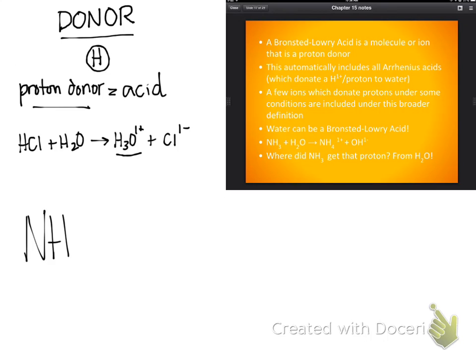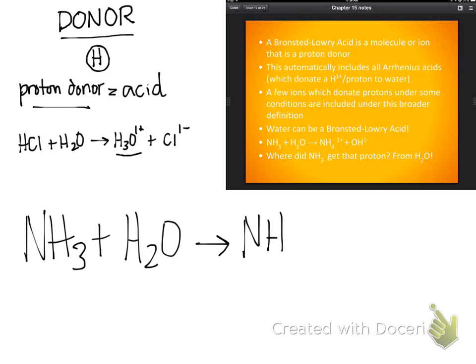It gets a little weird though, because lots of things sometimes donate protons. You remember ammonia, NH3, stick it in some water, what do we get? We get an ammonium ion, and we get a hydroxide ion. Now, is there a Bronsted-Lowry acid here? There is. What is it? H2O donated a proton. It means water can be an acid in some reactions.